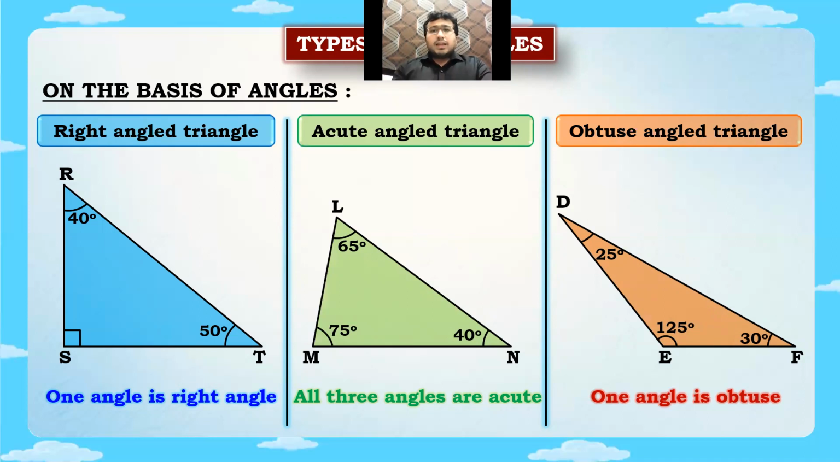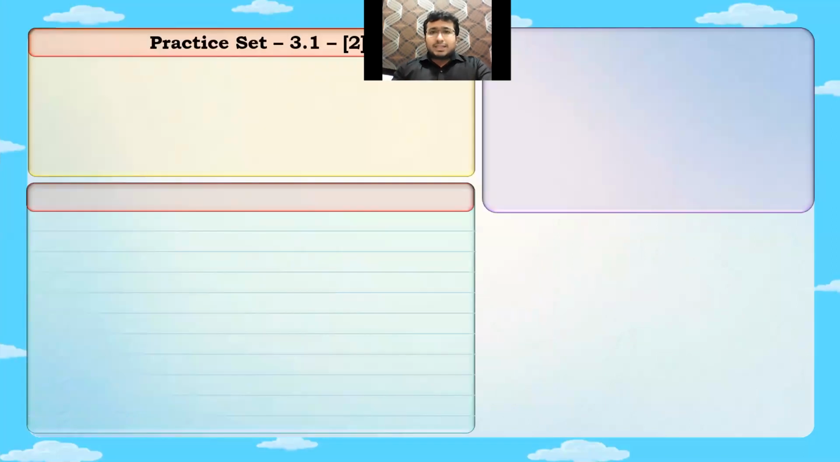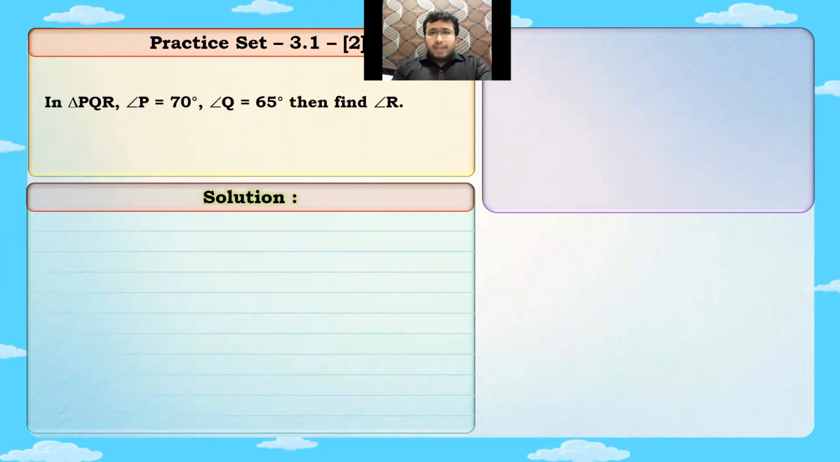Now students, in chapter number 2, we have learnt a very important property related to triangle. Yes, the sum of measures of all angles of a triangle is 180°. That means in a triangle, when you add all the three angles, their sum is 180°. So students, let us solve a sum based on this property. We start with practice set 3.1. Question number 2. A very simple sum which can come in your exam for 2 marks.